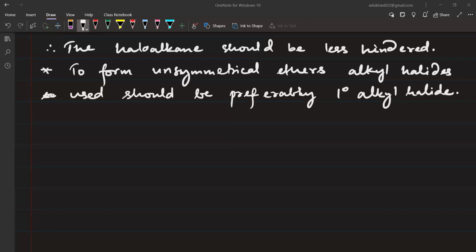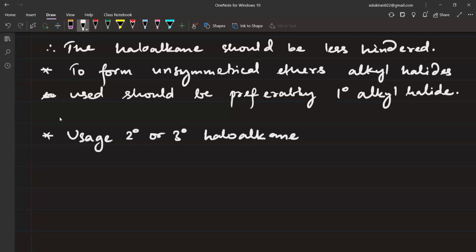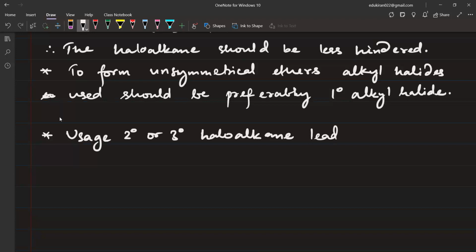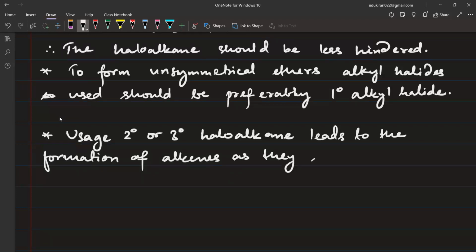Let us write one more point here, if you want. Usage of 2 degree or 3 degree haloalkane leads to the formation of alkenes as they are more hindered. Okay, usage of 2 degree, 3 degree leads to the formation of alkene as they are more hindered.